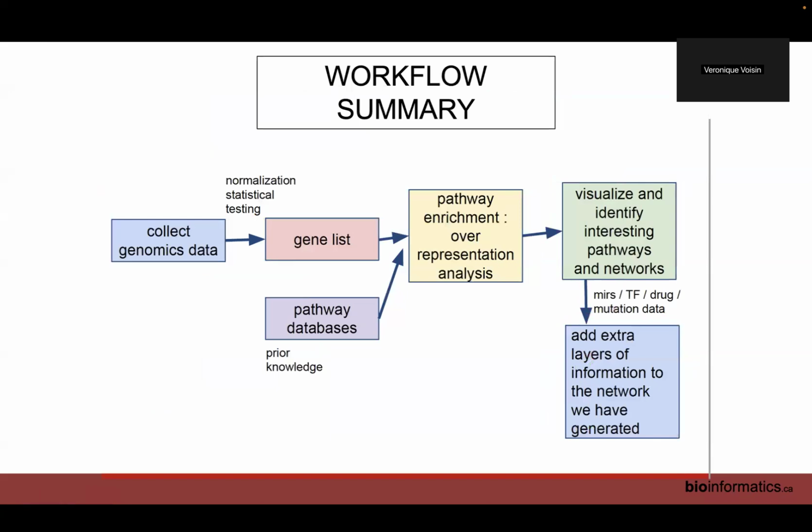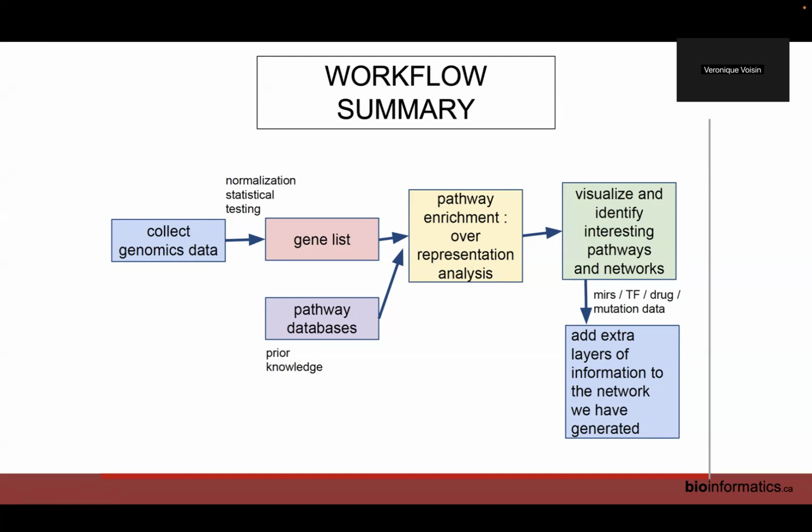So here is the summary of the workflow that we have seen during this workshop. First we have collected our genomics data, and we will see in the next slide that they can have diverse origin, but at the end we have a gene list that we want to functionally interpret in an unbiased way. And beside this, we have the collection of pathway databases that give us the information about the function of these genes. Then we use pathway enrichment analysis to see the pathways enriched in our gene list, and then we can visualize as a network.